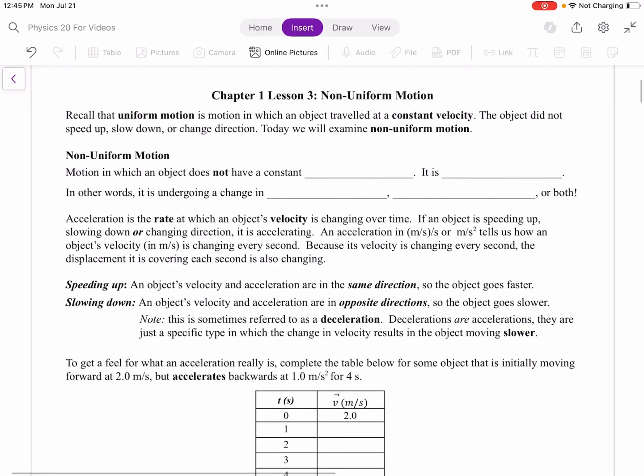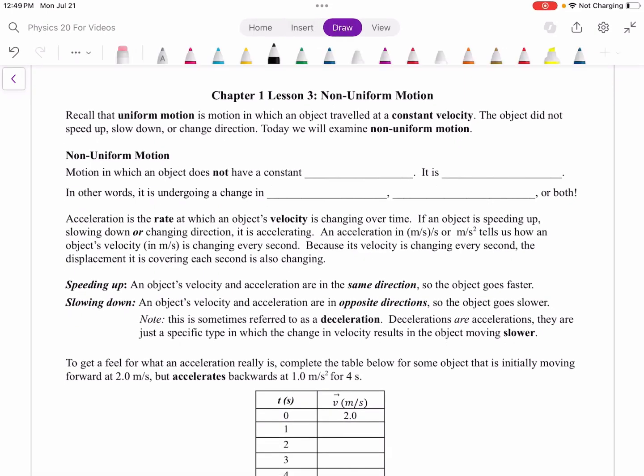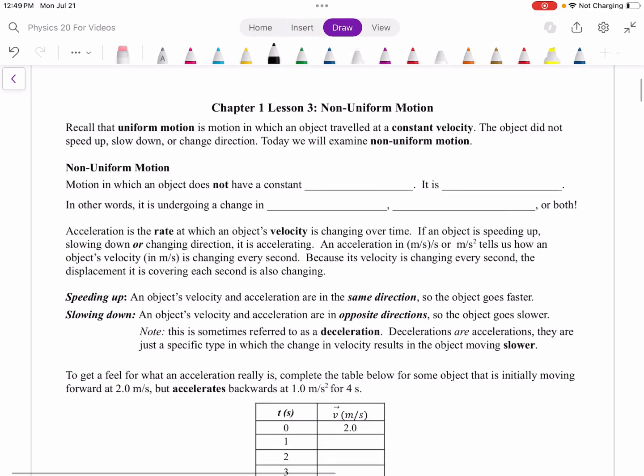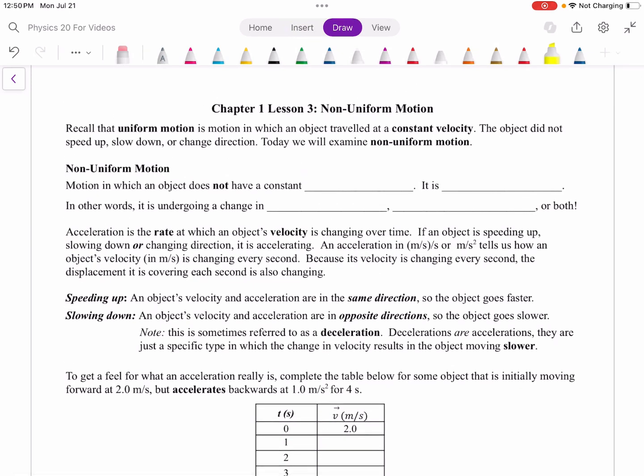We're going to talk about non-uniform motion now a little bit more. So in order to talk about non-uniform motion, it's helpful to remind ourselves of uniform motion in the first place, what we've been talking about over the past few lessons here. So remember, uniform motion is motion in which an object travels at a constant velocity, right? Remember, velocity is about how fast you're going and in which direction. So if you have a constant velocity, it means you are not speeding up, you are not slowing down, and you are not changing direction, right? Just one constant velocity in a straight line.